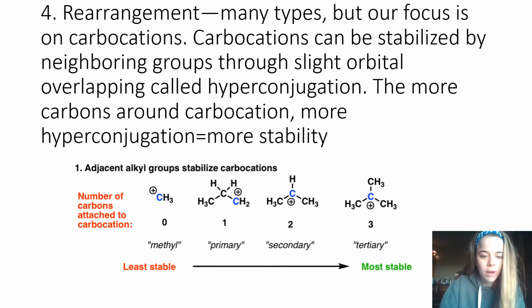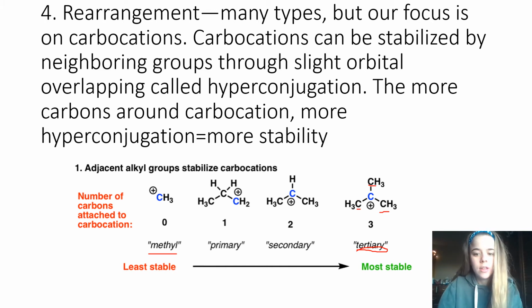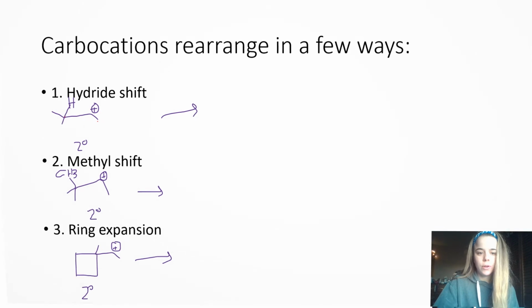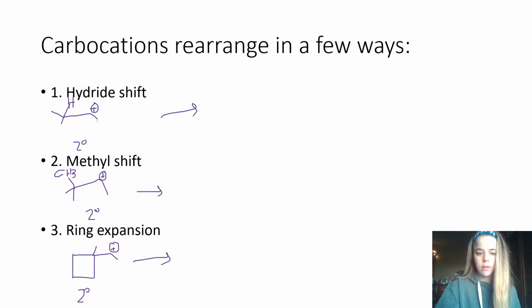And so that's why this methyl group is the least stable, because it has no carbons around it, no overlapping occurs, no hyperconjugation, so therefore it's the least stable compared to, say, the secondary or tertiary being the most stable as it has the most carbons around it. And we're going to go through 3 different ways that carbocation shifts can occur. Carbocations can rearrange in a few ways.